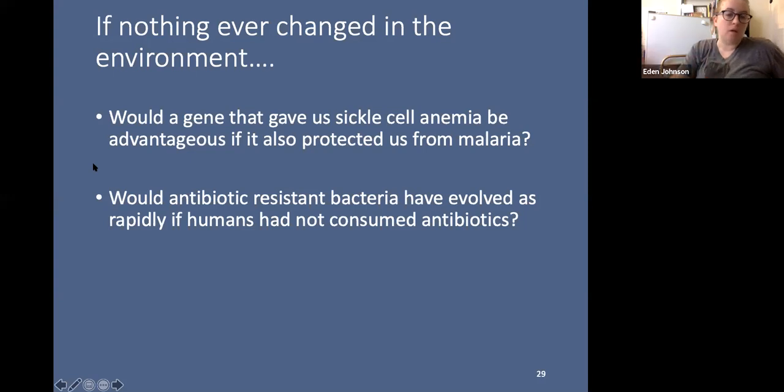So no, that gene would not be advantageous everywhere in the world. It's dependent on the environment that you're in. Just like that snake. If that snake wasn't living in sand, if it had orange sand, a completely different colored sand, all of a sudden that orange snake would be better suited for that environment. I hope that makes sense.